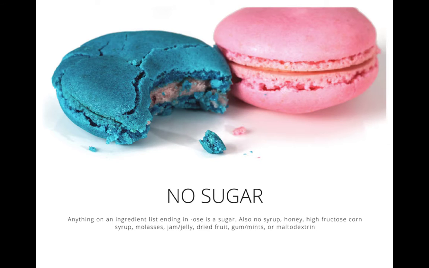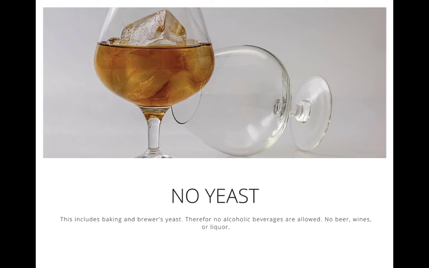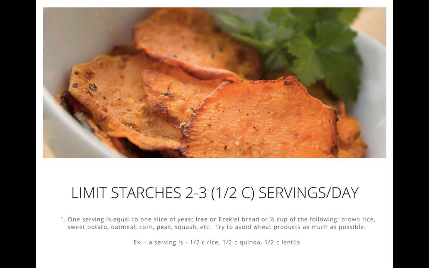So right now what I'm going to do is go over again what we want to avoid. So no sugar, no yeast, so baking and brewer's yeast. There's also no alcoholic beverages allowed, so no beer, wines, or liquor as well. And we want to limit our starches.